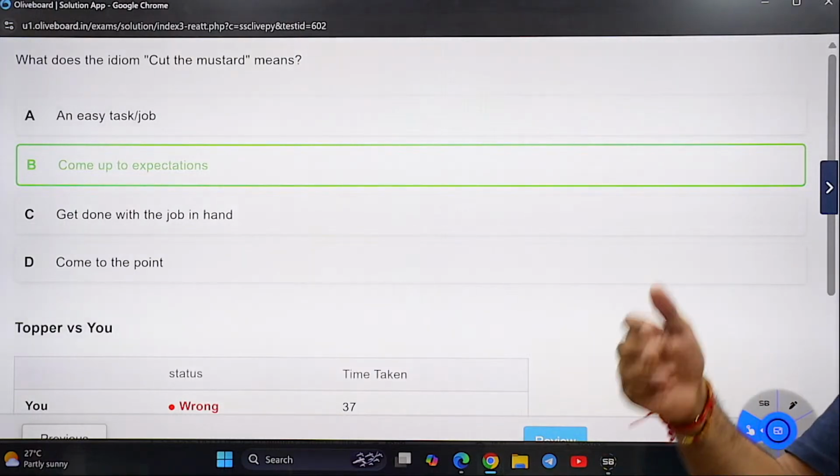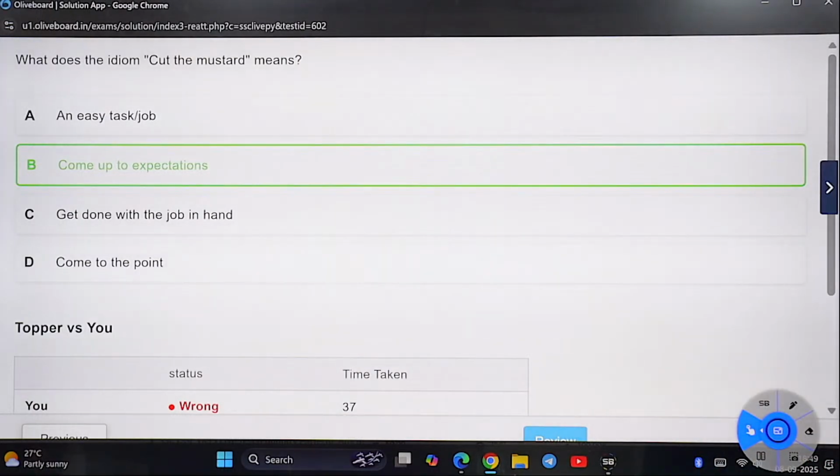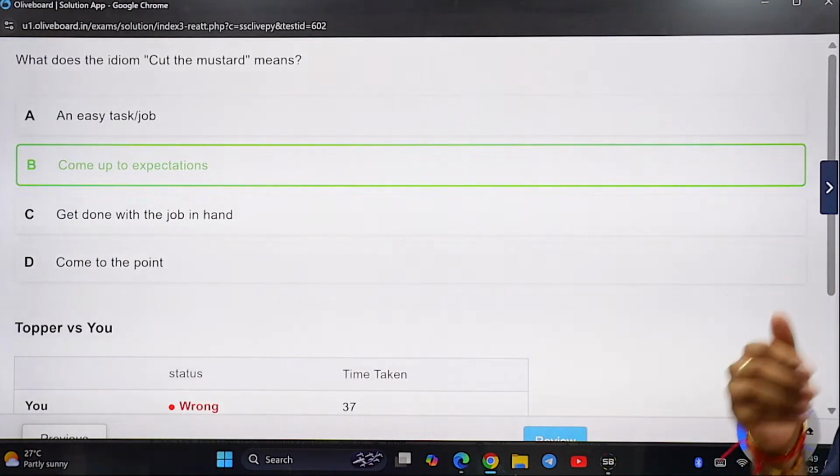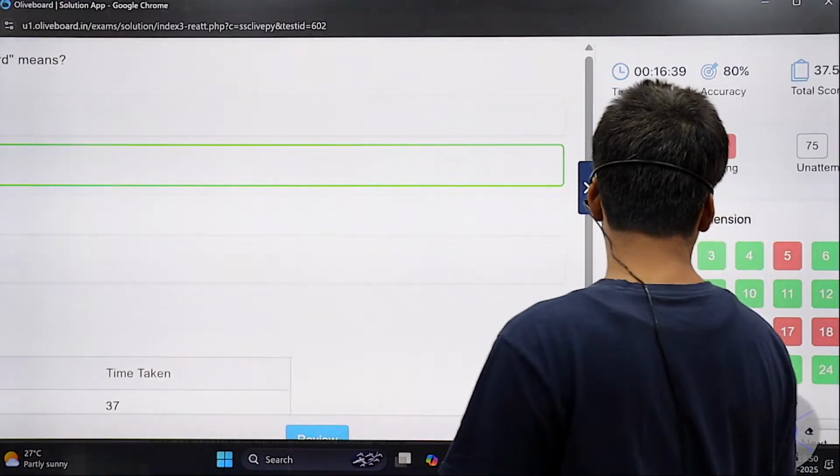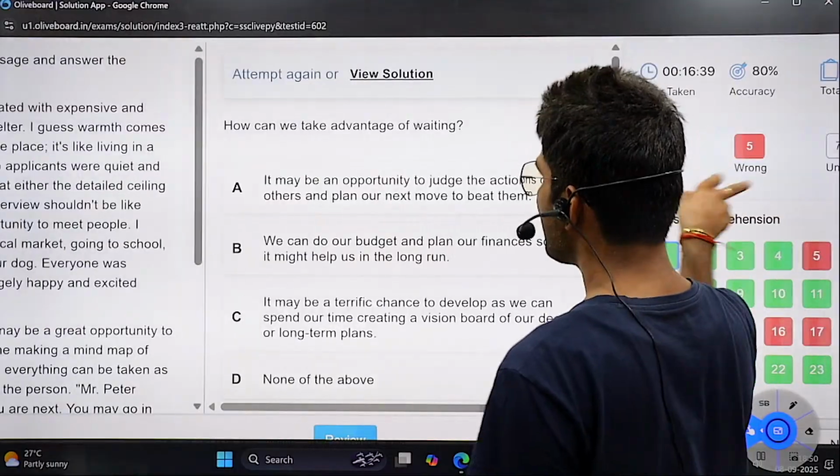To work, operate in a satisfactory manner. Work, act with energy and enthusiasm. Perform satisfactorily. That's the meaning of the idiom. Okay, so that was also tricky. Let's head on to the RC and finish things off.